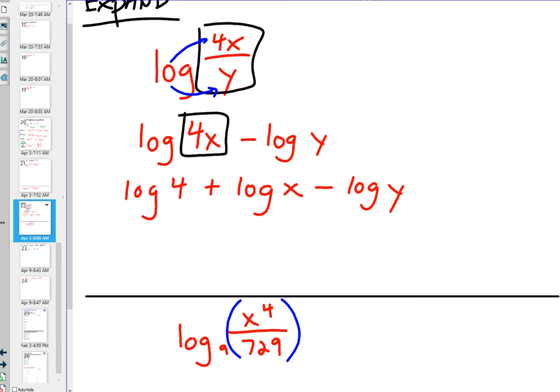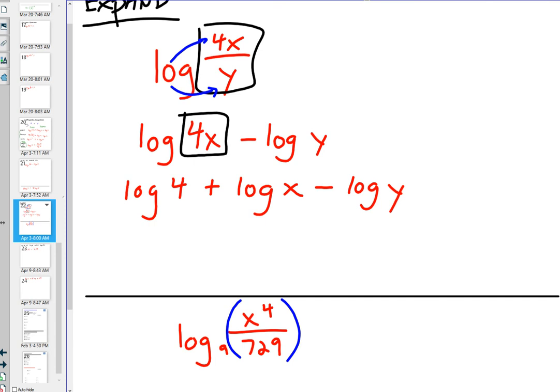Possibly. In this case, yes, but not always. The reason being, now that we have 3 separate logs, as far as expanding goes, we're done. We can no longer expand. But I told you that evaluating is independent of that. So we've got to look at all these individual logs and see if any of them can be evaluated.